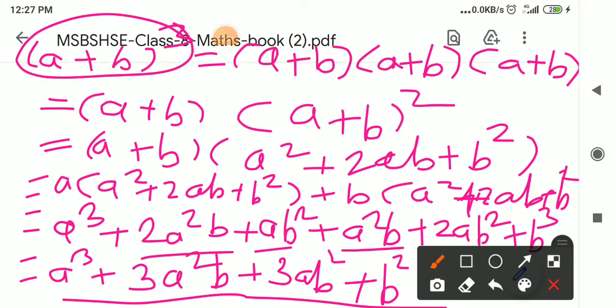So this is the method. Two times I told you: one I told you in the textbook, and how it was derived, that also I told you step by step. So keep this formula.